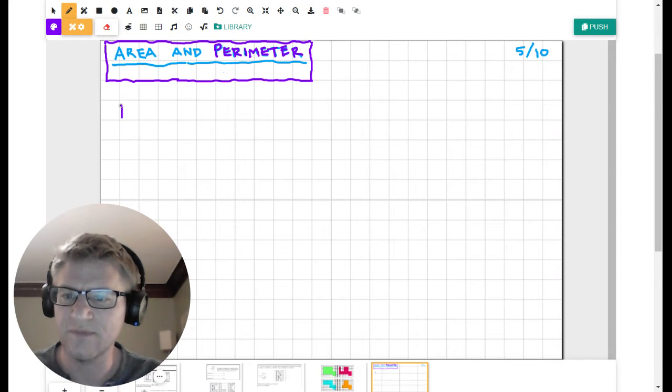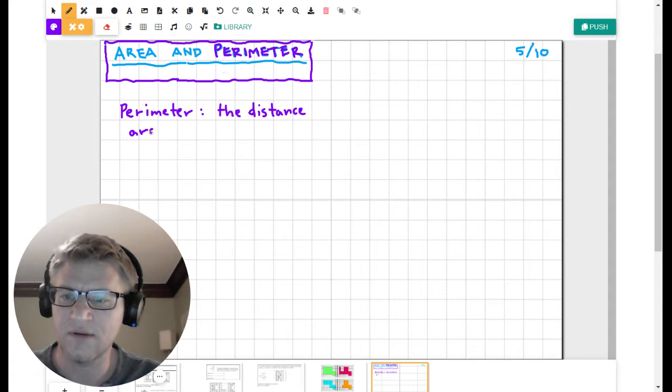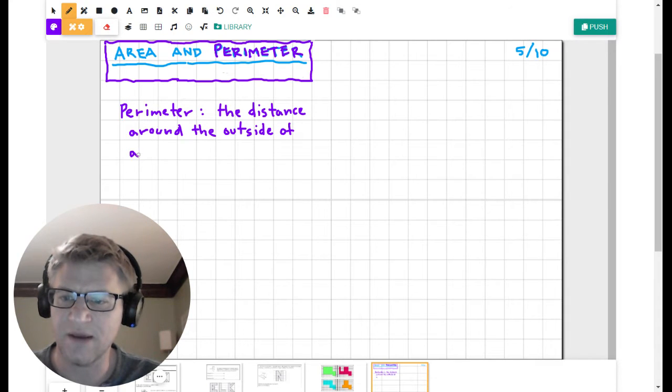So perimeter, right? And I want you to write this down. So if I write it down, I want you to write it down. Perimeter is the distance around a shape. All right. So the distance around the outside of a shape. All right, that's pretty simple, right?